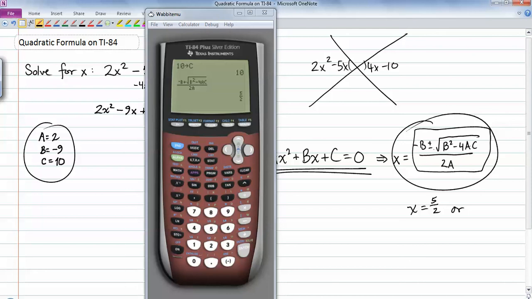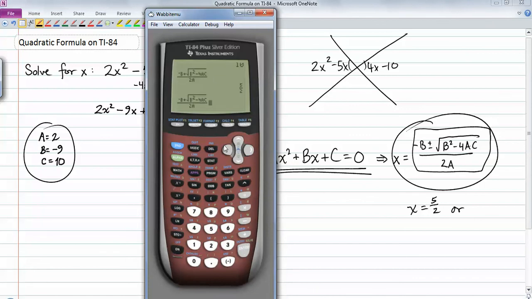Or I've got to do the minus version. You can type in that whole thing again with a minus right there, or you can just scroll up until it's highlighted, hit enter, and it cuts and pastes it. Then you can just go back and edit the one thing that you need to change, which is turn that plus into a minus, and hit enter. And the other answer is 2.